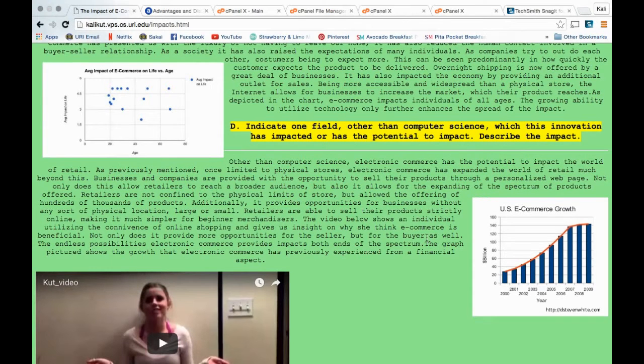While on my effects and impacts page, there are a few things I would like to point out. First and foremost is my graph. Right here on the left side of the page, we see my graph titled The Average Impact of E-Commerce on the Life versus Age. My graph shows the impact of e-commerce throughout all ages. As we can see, it is widely distributed around ages 20 to 70 years of age.